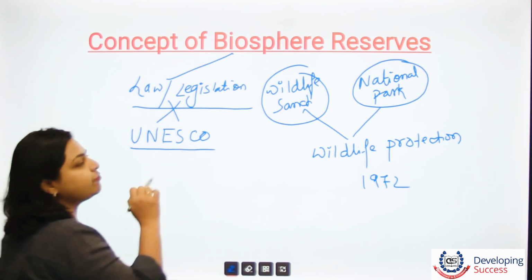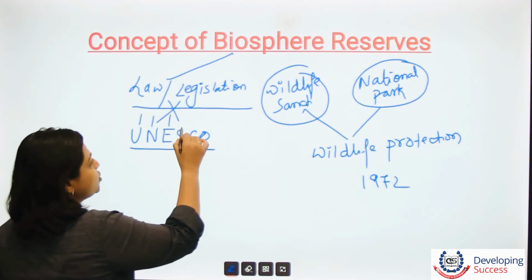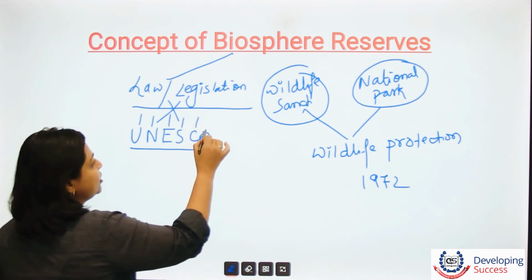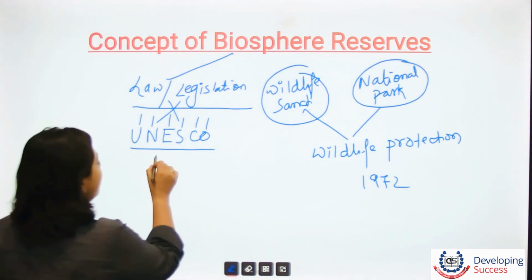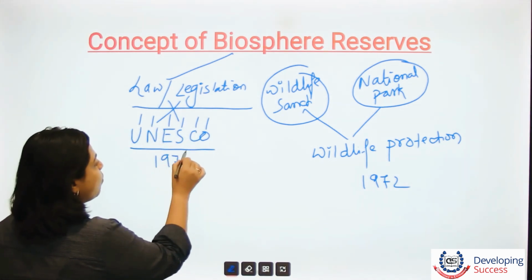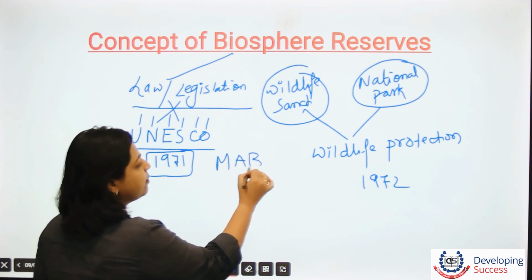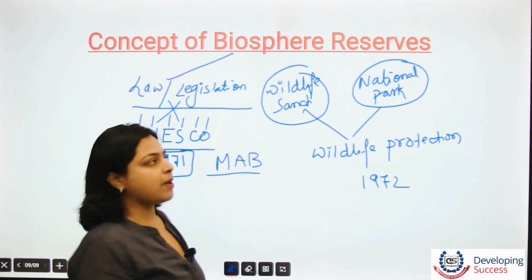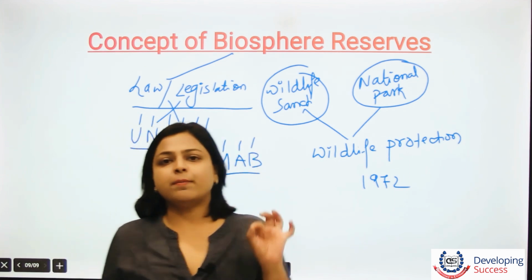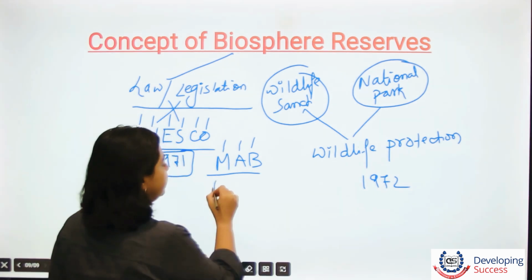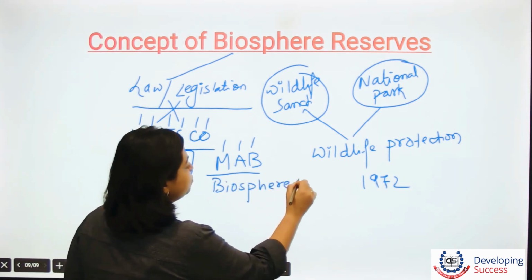So what is the full form of UNESCO? United Nations Educational, Scientific and Cultural Organization. So this is the full form. And UNESCO in 1971 launched a program with the name of MAB. The full form of MAB is Man and Biosphere. Okay. So from the MAB program we get the definition, or the concept, of biosphere reserves.